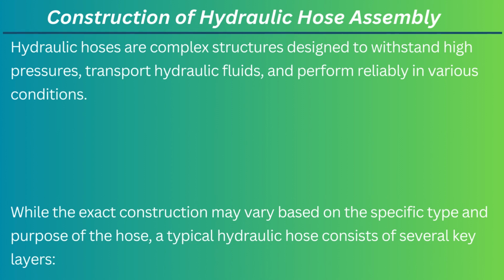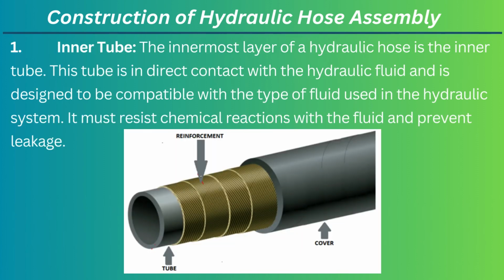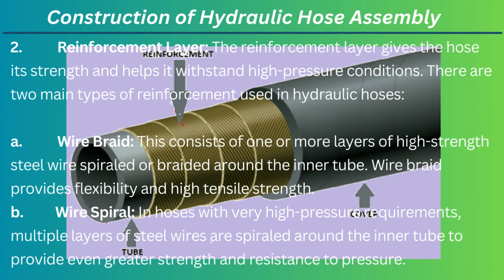Hydraulic hoses are complex structures designed to withstand high pressures, transport hydraulic fluids, and perform reliably in various conditions. While the exact construction may vary based on the specific type and purpose of the hose, a typical hydraulic hose consists of several key layers. 1. Inner tube. The innermost layer of a hydraulic hose is the inner tube. This tube is in direct contact with the hydraulic fluid and is designed to be compatible with the type of fluid used in the hydraulic system. It must resist chemical reactions with the fluid and prevent leakage.